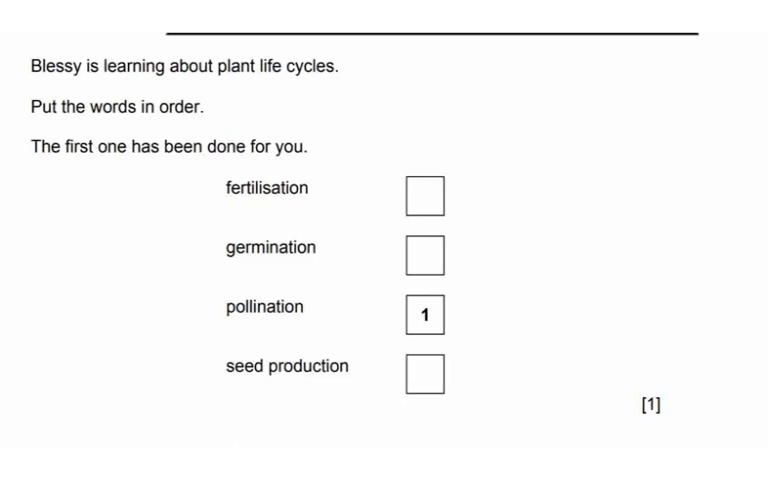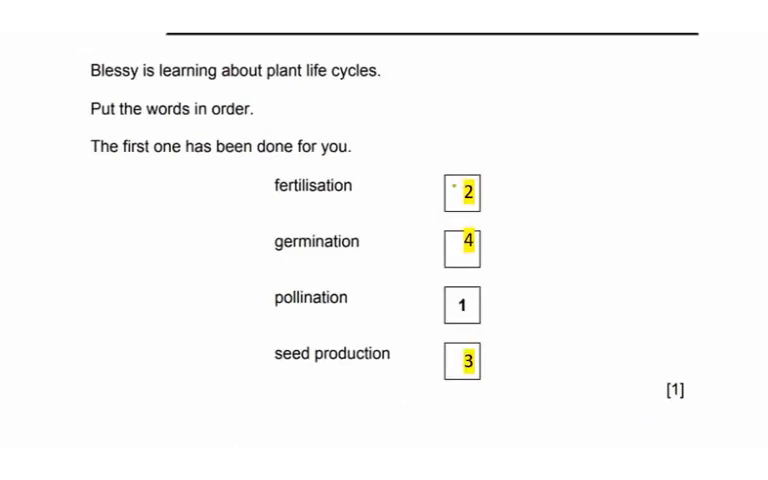Well, if you haven't finished, you may pause this video and just write down your answer. Now here will be the discussion. The correct answer is pollination first, then after that is fertilization number 2, and followed by seed production number 3, and after that will be germination number 4.